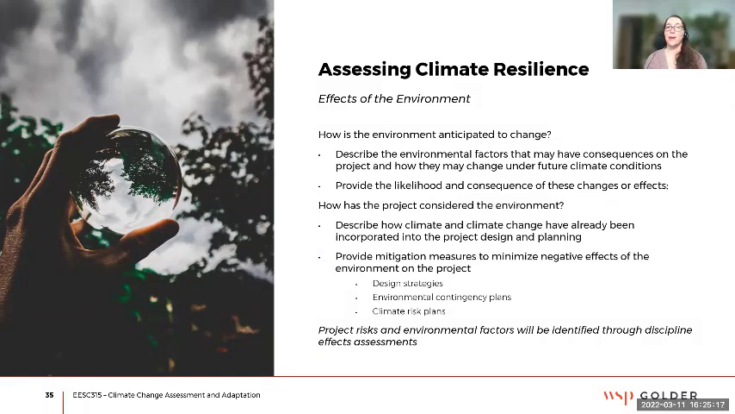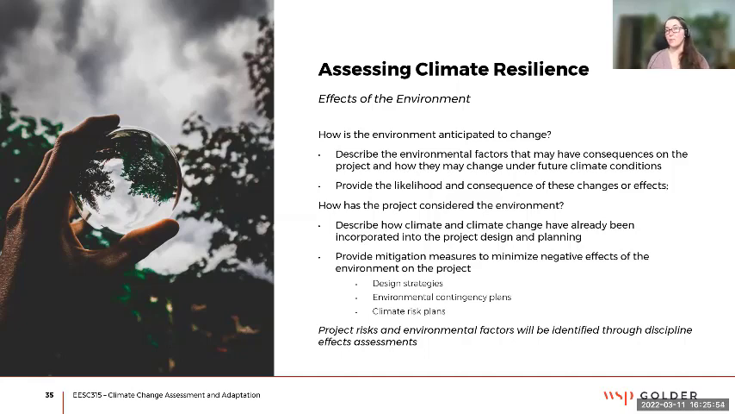So how has climate and climate change already been incorporated into project design and planning? So this can be just considering certain design storms and design parameters. When you're looking at like the Site C dam, they would have had to have looked at certain conditions that would influence the design itself. We also want to look at mitigation measures to minimize negative effects of environment. So again, these are design strategies, risk plans, everything else to just, again, consider that interaction.